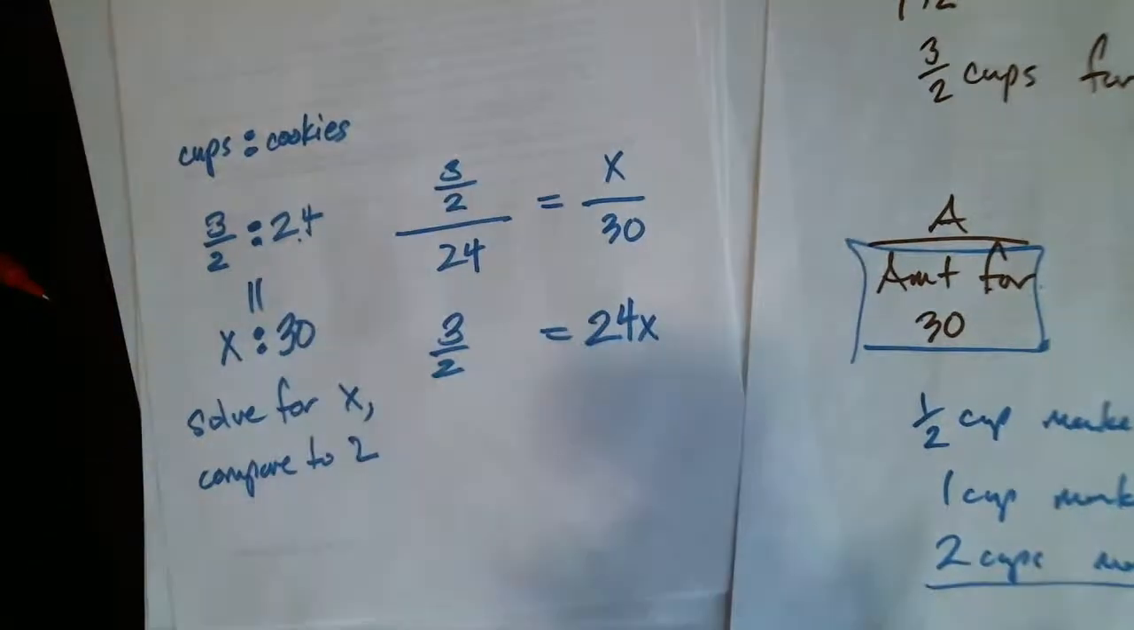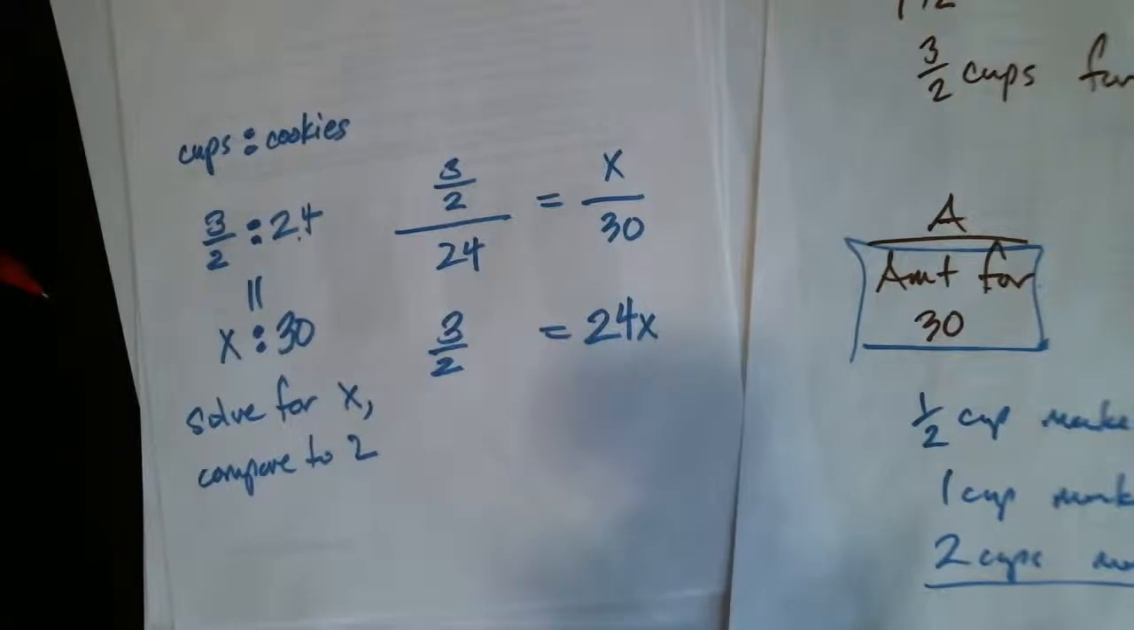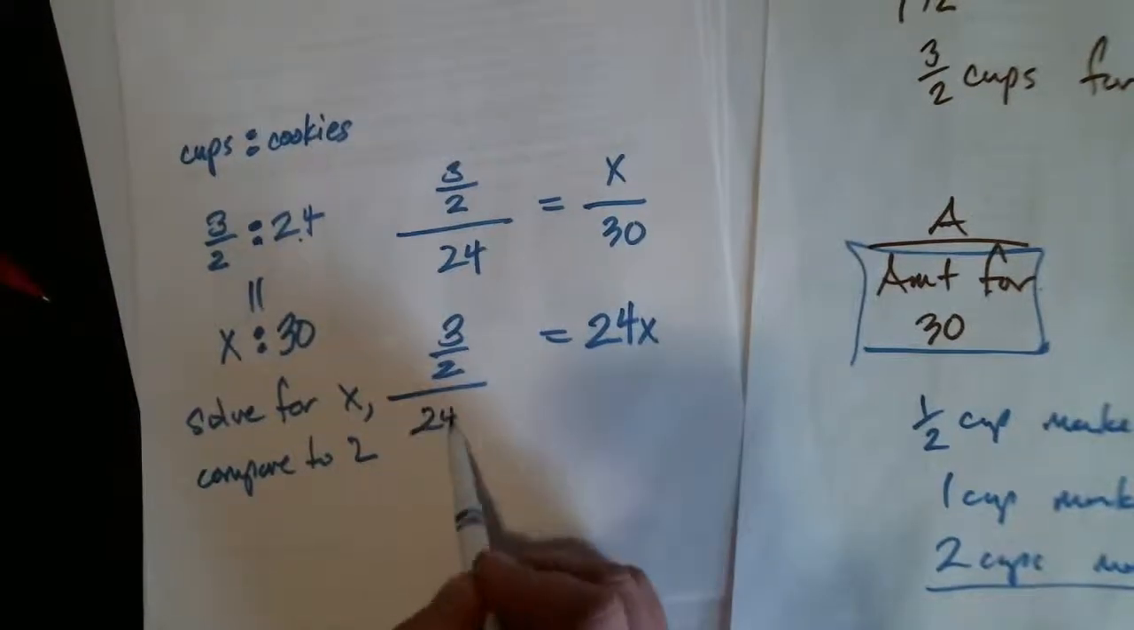So one thing you can do is hold up what you've written to the screen. Can you see that? So you've got 24x equals 3 halves. You have 3 halves, and then you have 48 over 30, which I'm not sure what's going on. So you have 3 halves over 24.